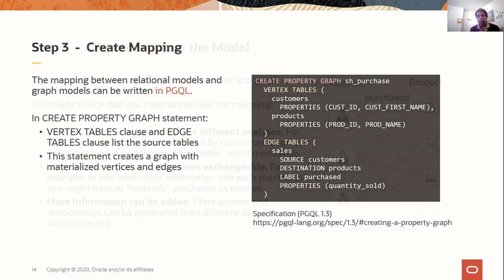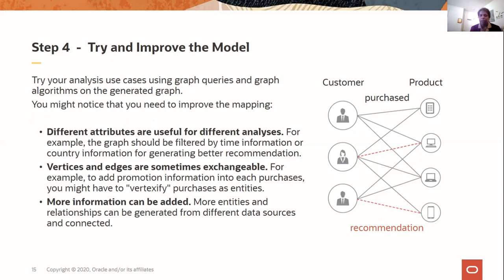And there might also always be a need to improve your model as you analyze your graph, because it depends on what you would like to do with the graph. For example, something that you selected as an edge, you might decide is actually better as a vertex. Like the purchased label that we added to an edge, which represented the relationship purchased, we decide to make that a vertex and so on.